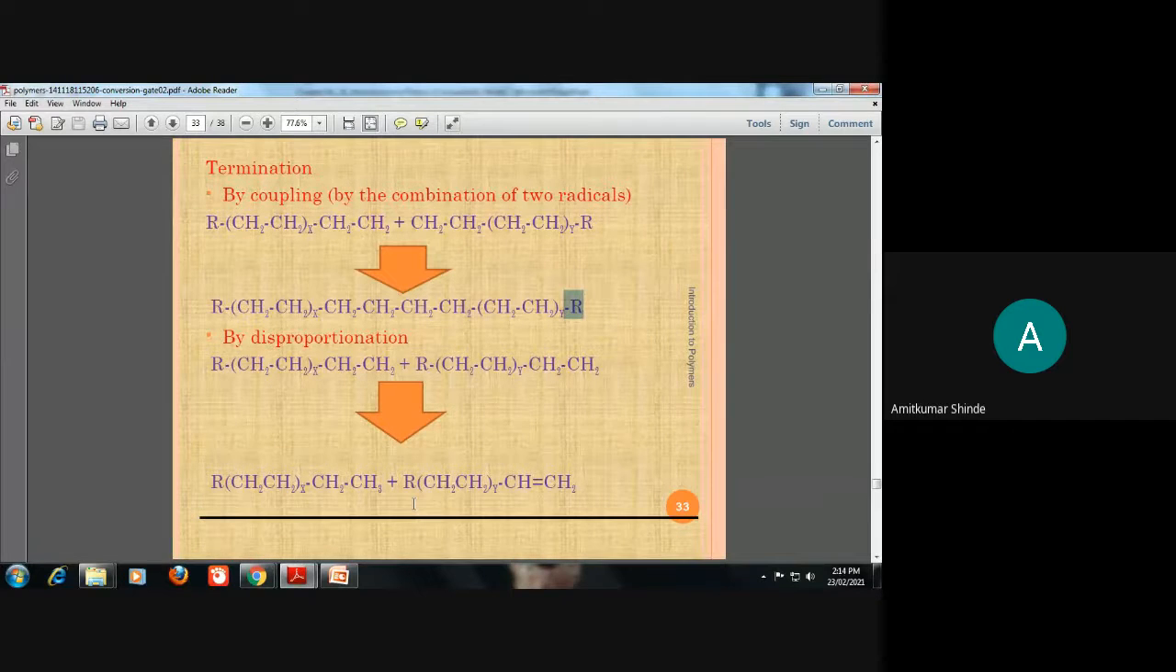Or what can happen is that the radical will be present at only one corner. Here you can see that only at one corner the free radical will be there, and the remaining will be ethylene monomers. This is disproportionation, and by coupling they simply get added. In these two ways termination will occur. So this is the addition polymerization or chain polymerization.